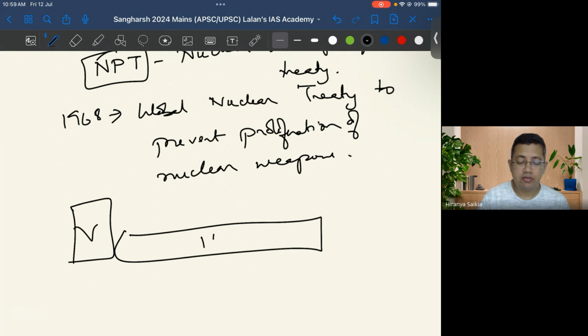Vertical proliferation means how much the existing nuclear weapon powers can increase their nuclear stockpile. Now the contention that India finds in NPT, and for your information, I hope you know that India is not a signatory to NPT, is mainly because of this. NPT stops only horizontal proliferation.